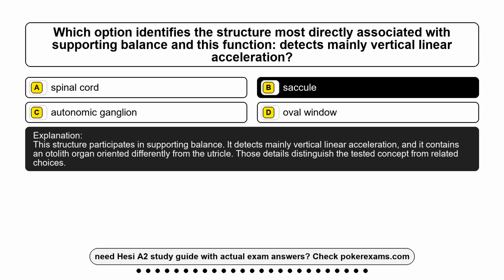This structure participates in supporting balance. It detects mainly vertical linear acceleration, and it contains an otolith organ oriented differently from the utricle. Those details distinguish the tested concept from related choices.